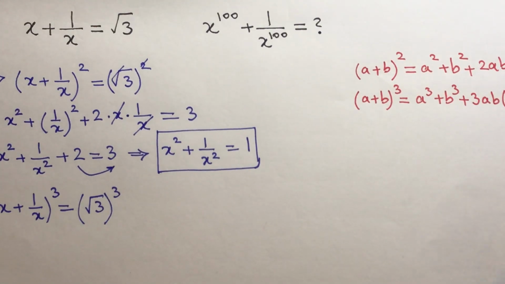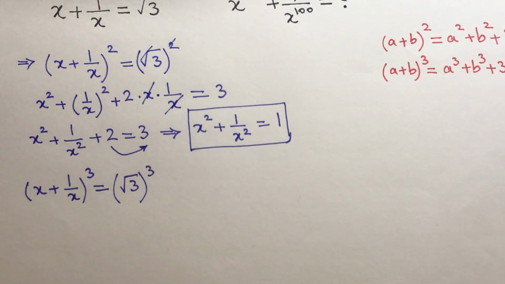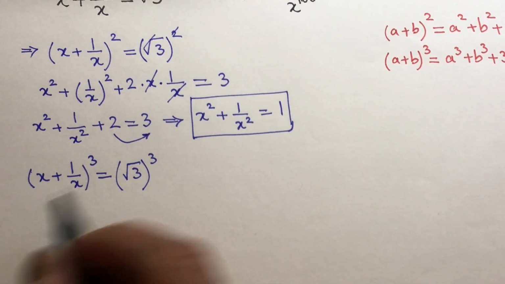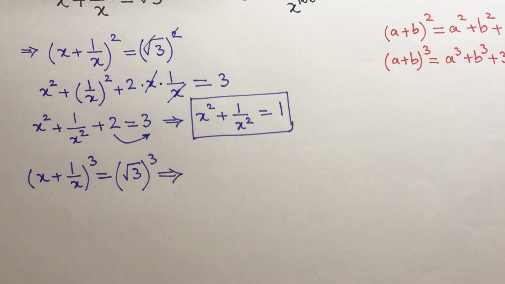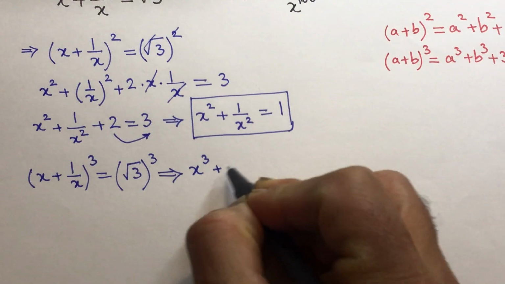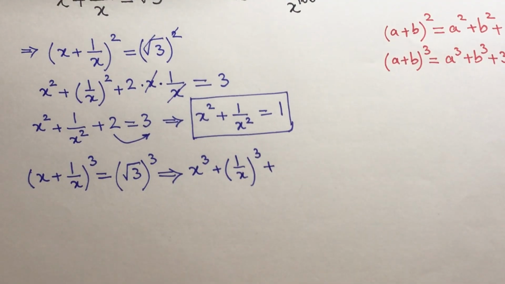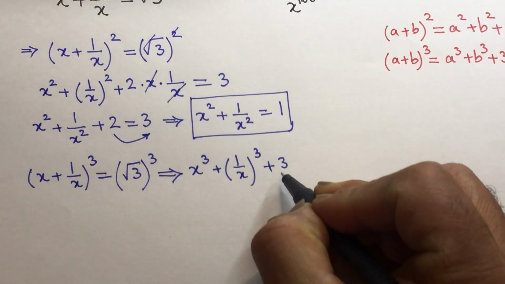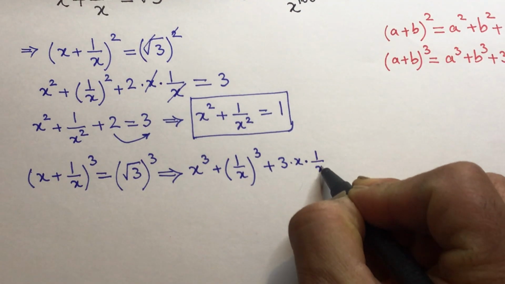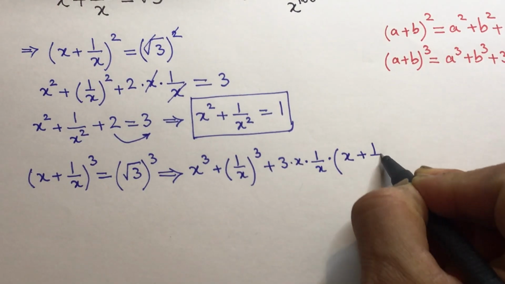So by using this I can again come back to the main procedure, and I can find it by this identity. The first one cubed, plus the second one cubed, plus 3 times the first one times the second one, times the summation of these two terms.